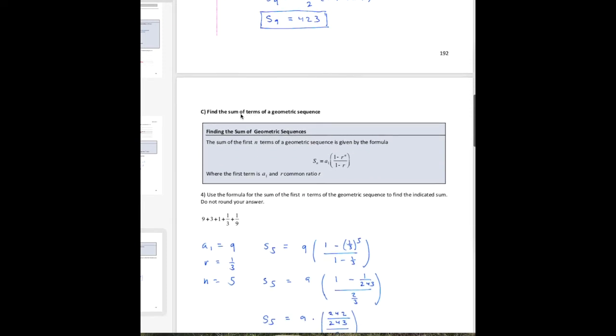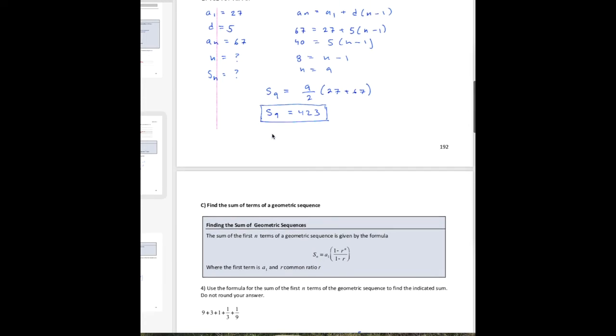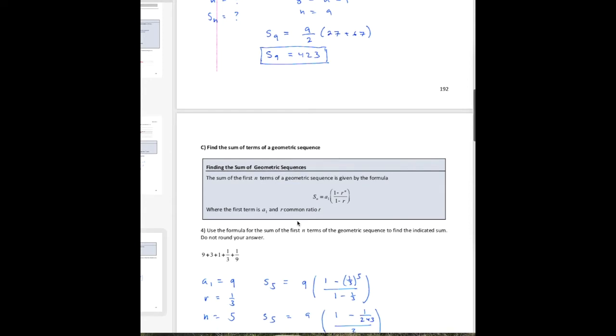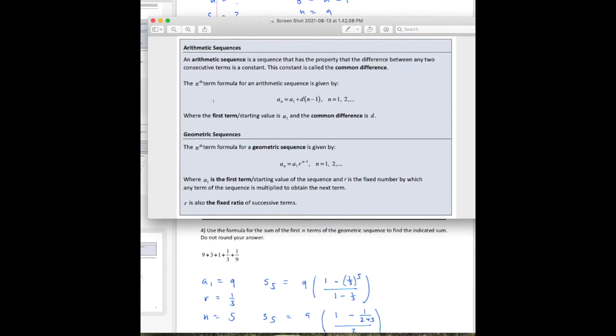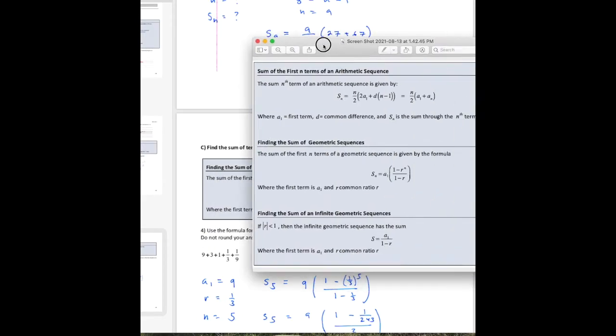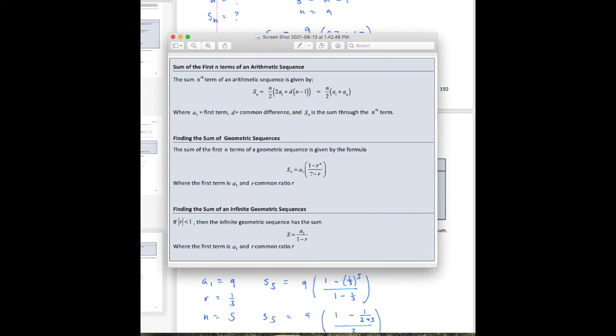For finding the sum of the terms of a geometric sequence, we have a couple of things that can happen. With an arithmetic sequence, if we add terms to infinity, it's going to go to infinity. With a geometric sequence, that is not necessarily the case. So we're going to have two formulas. We're going to have one where there are n terms, so a finite sum, and then we're going to have one where it's an infinite number of terms. So if we keep adding these things forever, does it go to infinity?